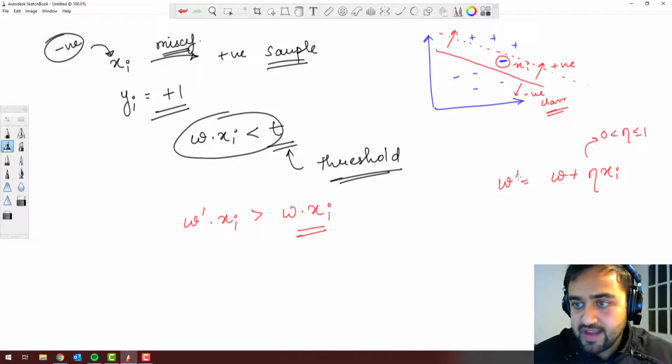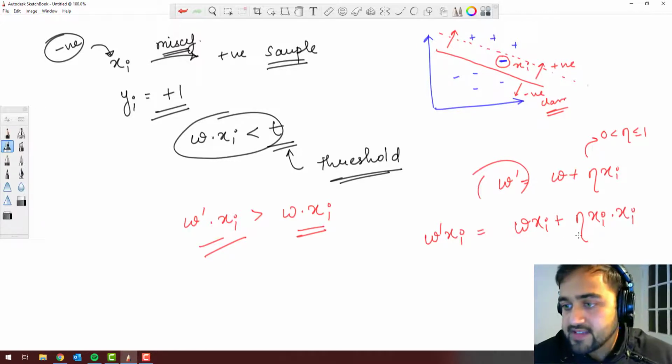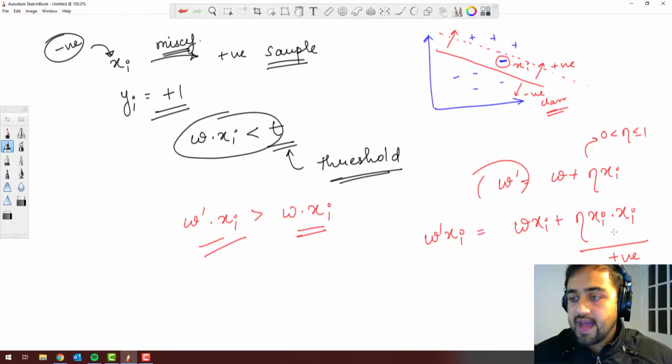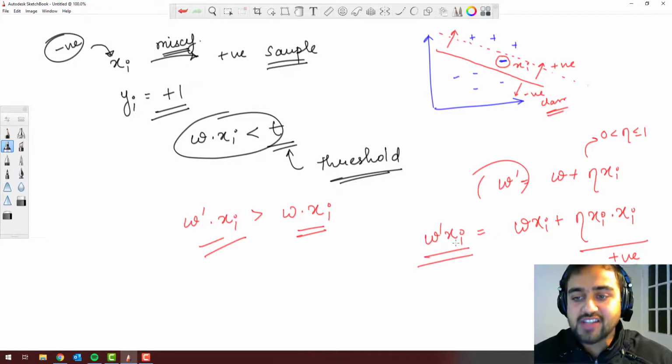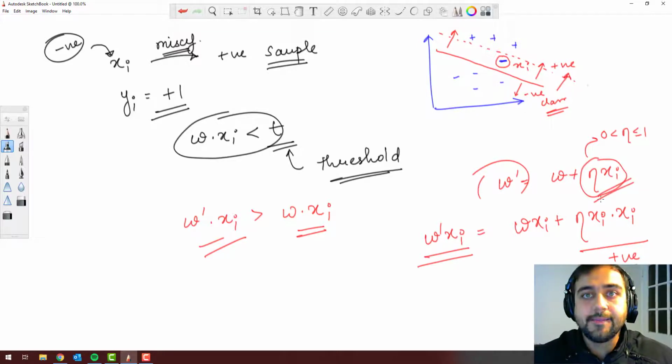So if we replace this value of w dash back here, we get w dash xi equal to wxi plus eta times xi into xi, right? Now as we know, this term would always be positive because this is a square and eta lies between 0 and 1. So as this is always positive and we are adding a positive term to wxi, that would mean w dash xi would be greater than wxi, as required. That means we have shifted the decision boundary above by eta xi.